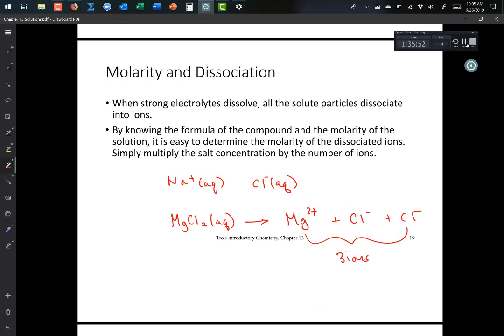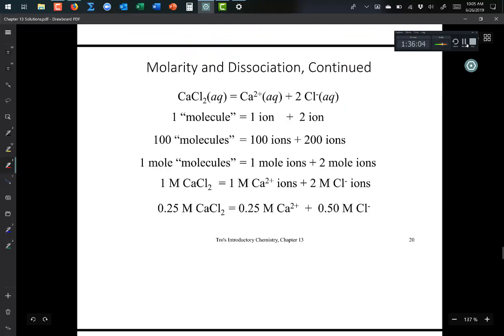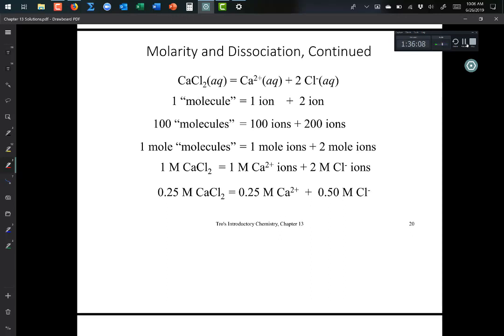Okay, so electrolytes break up to form ions. The formula tells us how many ions. For example, if you're looking at calcium chloride, it's just like magnesium chloride. One formula unit gives you one calcium ion and two chloride ions. 100 formula units would give you 100 calcium ions and 200 chloride ions. And we can extend this idea. If you have 0.25 molar calcium chloride, it's 0.25 moles per liter of calcium, but it's 0.5 moles per liter of chloride ions.